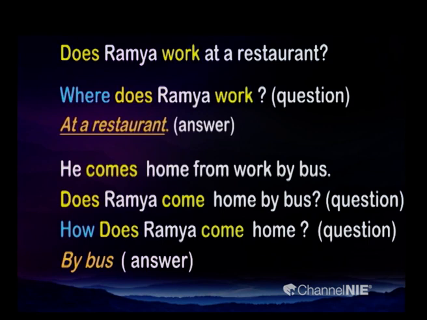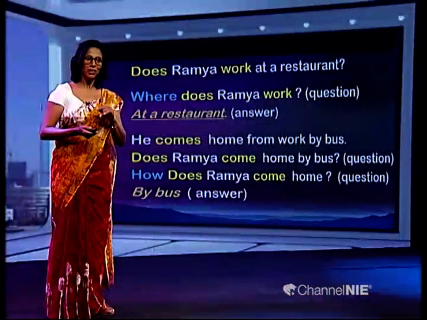Then, he comes home from work by bus is my next sentence. You can easily divide the verb comes into two parts, does and come. Then take the first part out. Does Ramya come home by bus? It's the question, just an ordinary question from the sentence. But if you want to know the way he comes home, you can add the WH word how at the beginning, before does, and form that question. How does Ramya come home? What is the answer for that? By bus. Did you notice something?